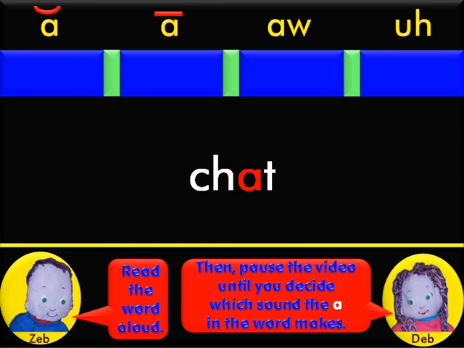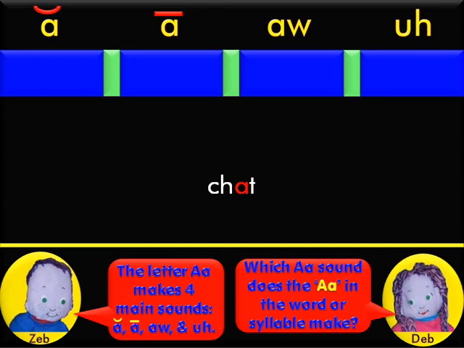Repeat after me. Chat. Which slot does it float into? Pause the video until you figure it out. Read the word with me. Chat. Which slot does it float into?